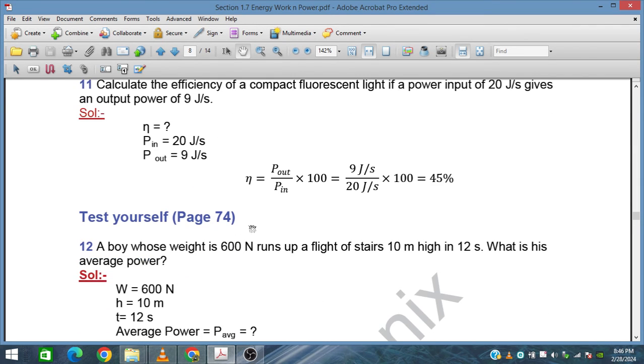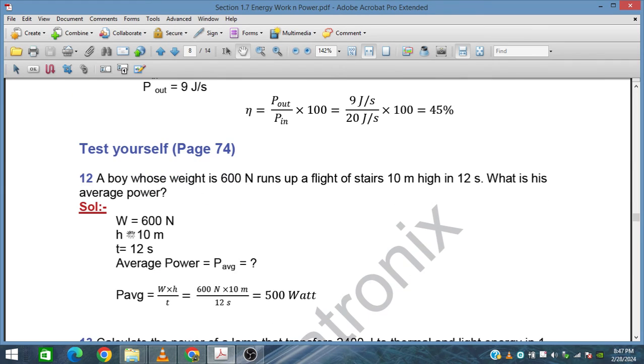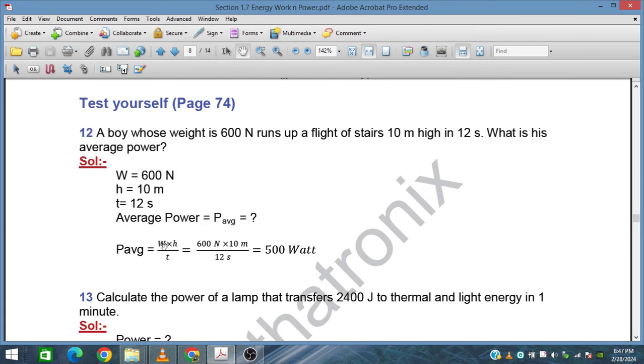Now Test Yourself, page 74. A boy whose weight is 600 newtons runs up a flight of stairs 10 meters high in 12 seconds. What is his average power? The weight is 600 newtons, height is 10 meters, time is 12 seconds. Average power is equal to weight times height divided by time. 600 newtons times 10 meters divided by 12 seconds is 500 watts. That is 500 joules per second, or watts.